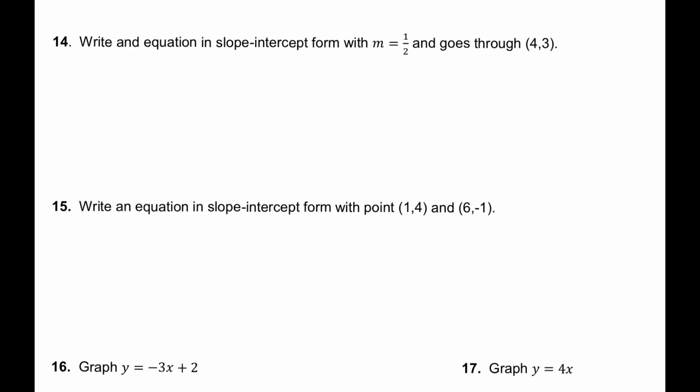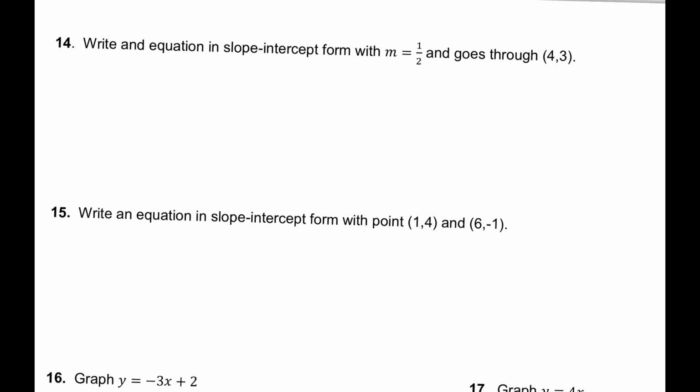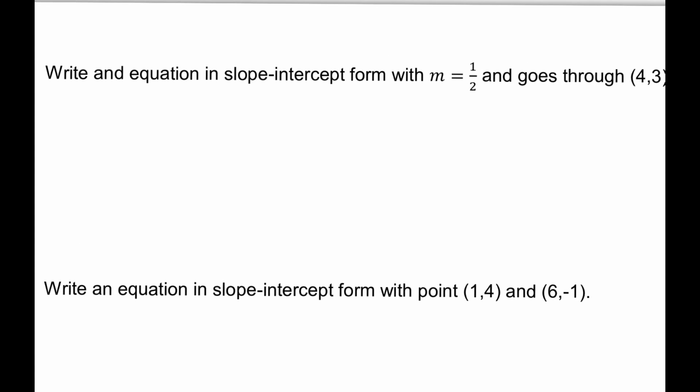And it goes through (4, 3). So they don't give us the y-intercept, but we know what the slope is. So we're going to use that slope and the slope-intercept form to find b. So here, I'm going to put just what I know, m equals 1/2. I don't know b, so I'm going to put a question mark right there. So to find b, we use the slope-intercept form and the points with the slope.